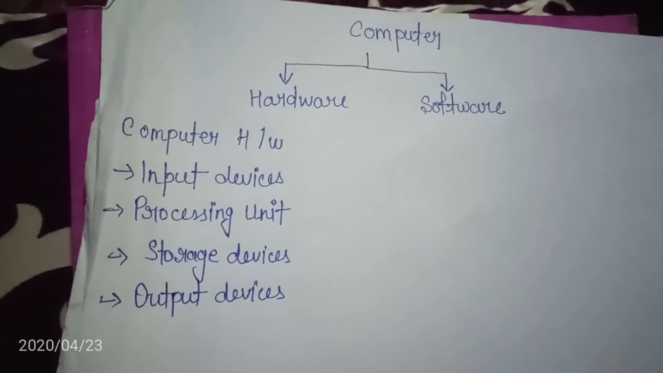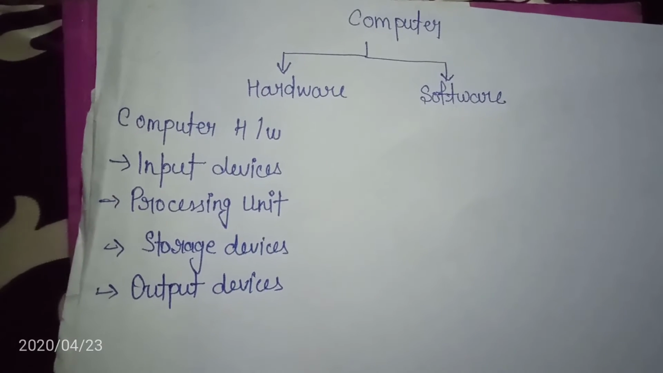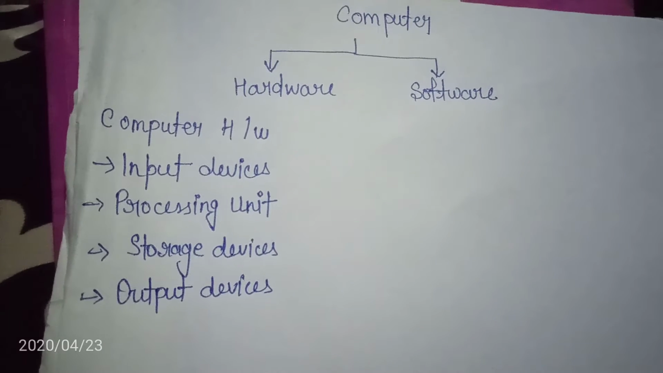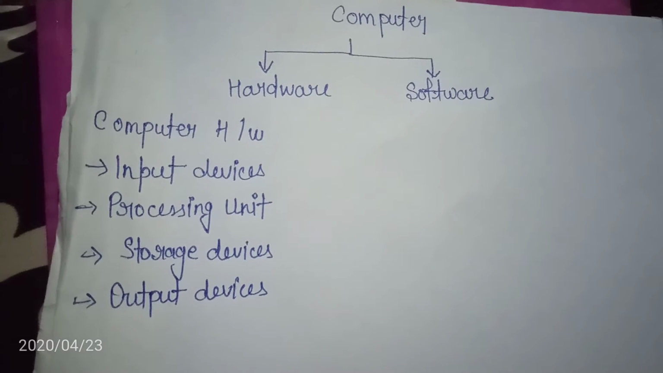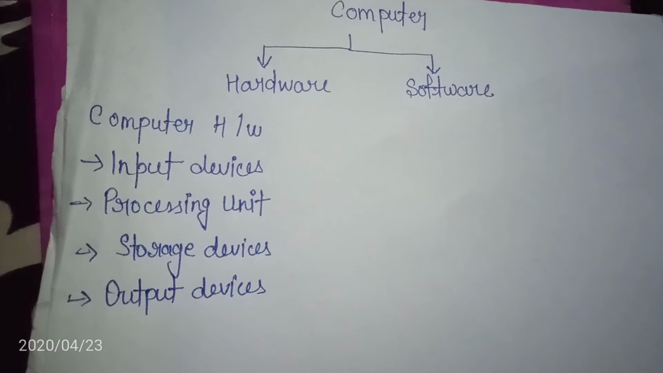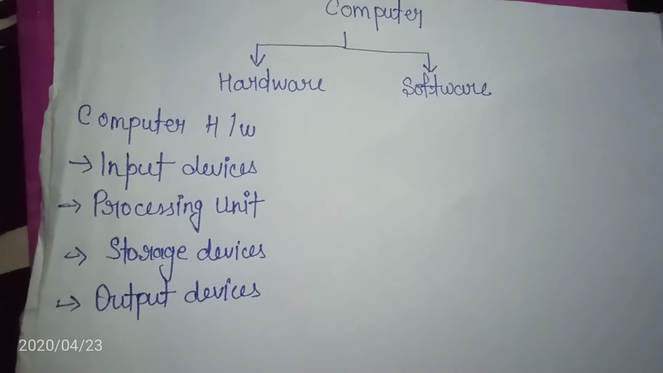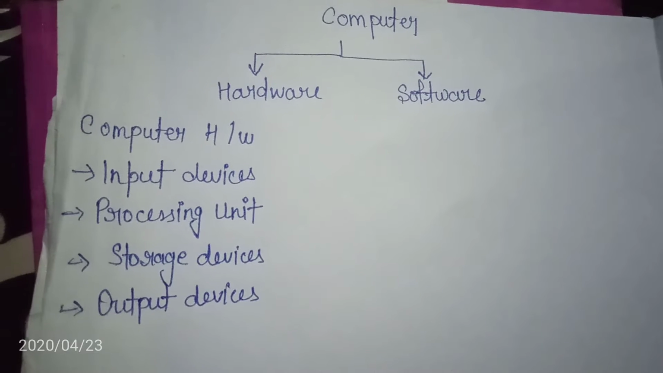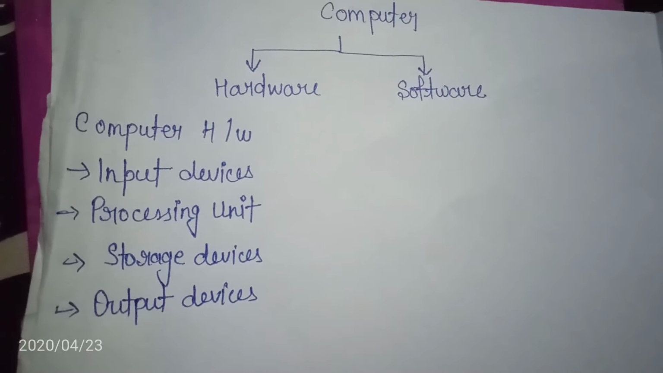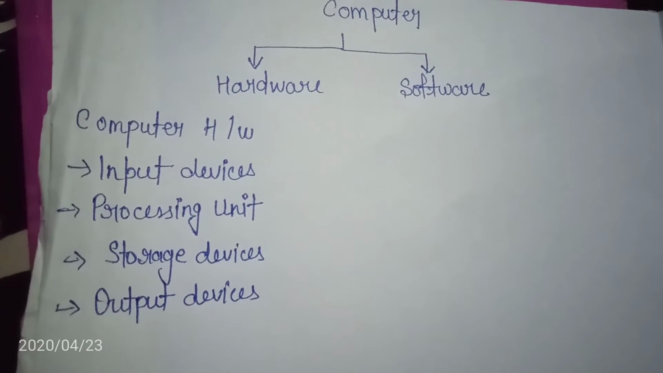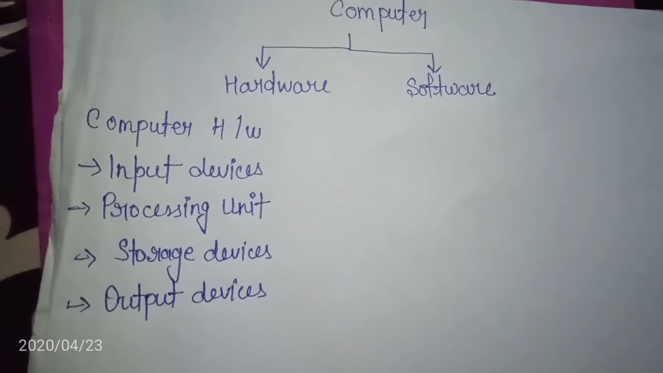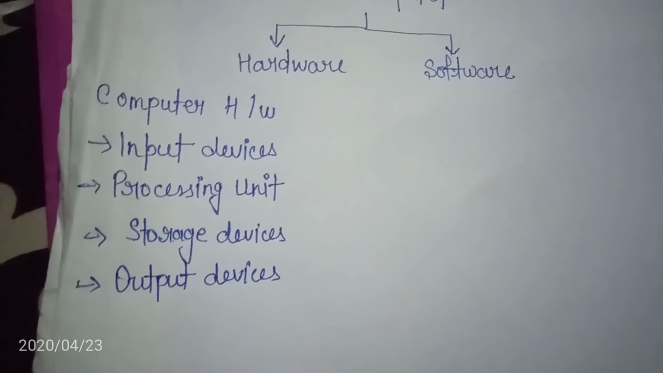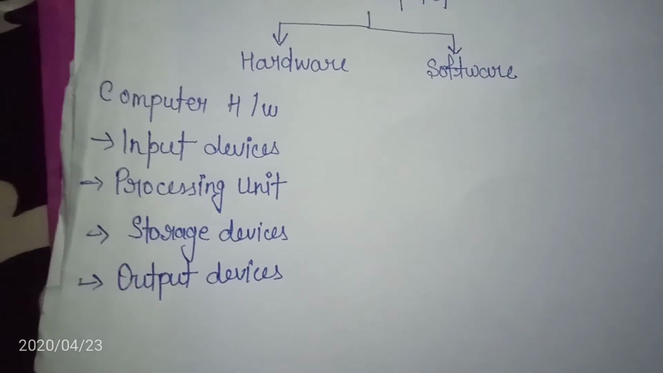So the computer is divided into two parts, hardware and software. Basically, hardware refers to the part of the computer that we can touch or feel. For example, CPU, keyboard, mouse, printer, monitor, etc. These are all hardware. On the other hand, software refers to a set of programs that perform some task in a computer. We cannot touch them and we cannot feel them. So a computer basically needs both hardware and software to work.